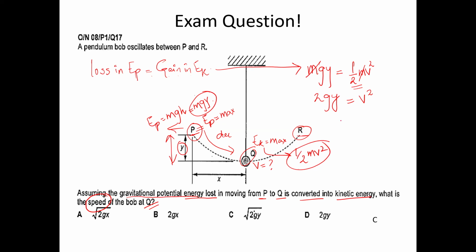And to find out v, what we are going to do, under root 2gy is equals to v. So this will be our formula. This will be our speed at point Q. So the correct answer in this regard is going to be C.